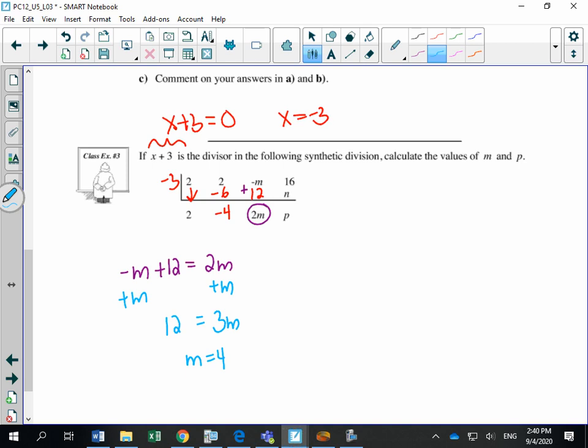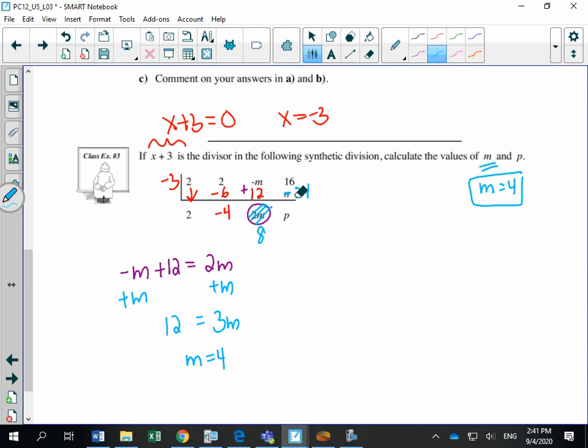So I just figured out what my m value is. So they want the values of m and p. M is equal to 4. So now what I'm going to do, if m is 4, this number here is 2 times 4, which is 8. So I'm just going to cross this out, and I know that that's 8. Okay, to get the value of n, we know that it's 8 times -3. So 8 times -3 is -24.